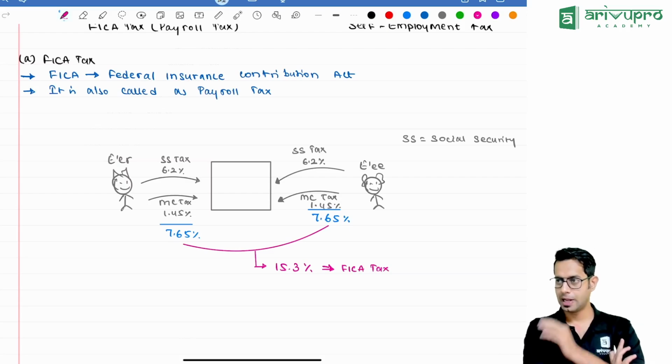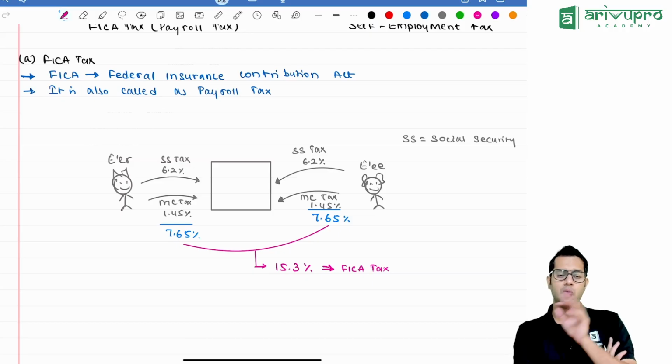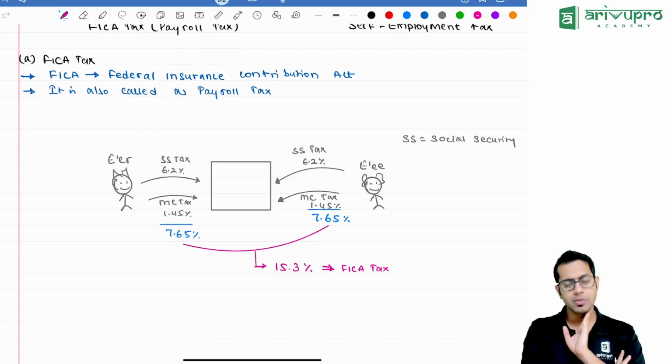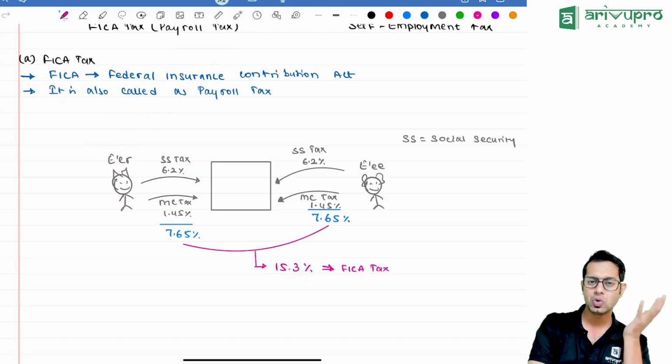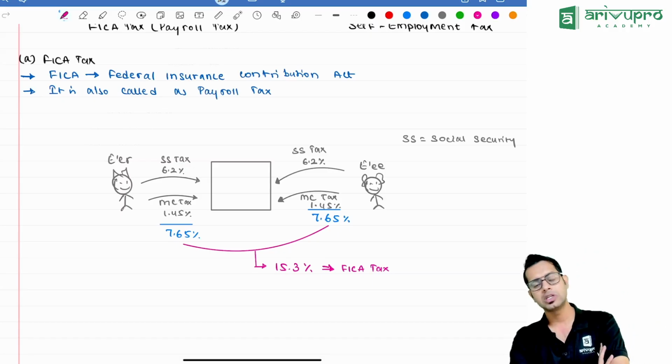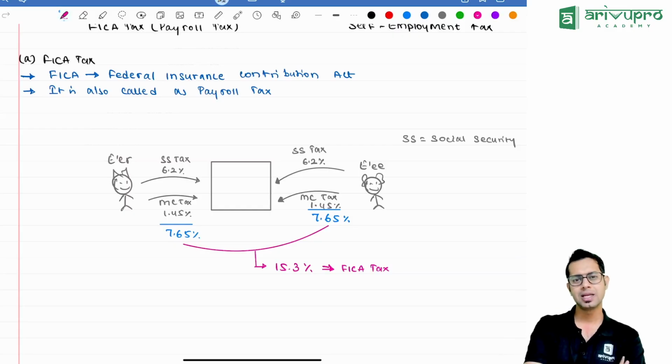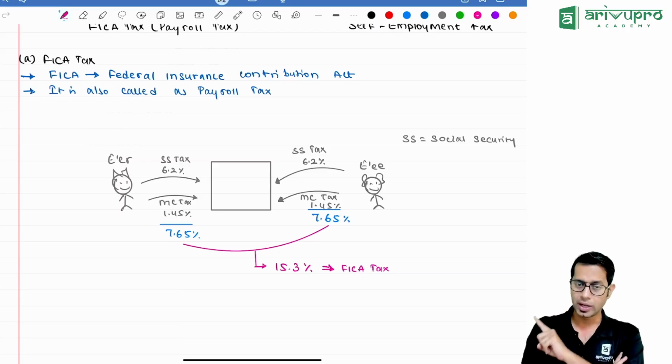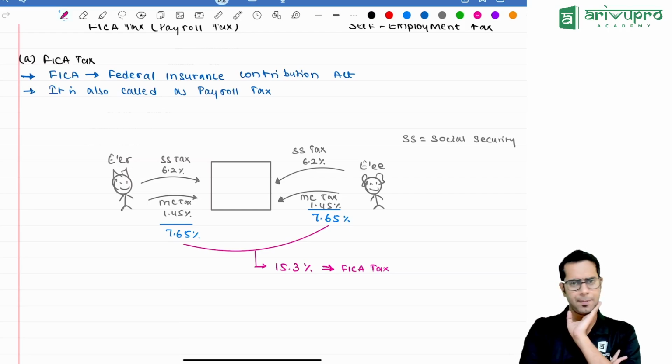I hope this is clear to you all. I'll repeat once again. What the lawmaker says, whatever contribution is made by you, why are you making it? For your retirement purpose, for your future purpose. At the time of retirement, you may need money. For your medical healthcare treatment, etc., you may need money. So right now, because you are earning now, you can make some contribution, 6.2% as your social security tax and 1.45% as Medicare tax. Whatever contribution you make as an employee, the same amount of contribution will be made by your employer. So the total contribution which you have to make is how much?